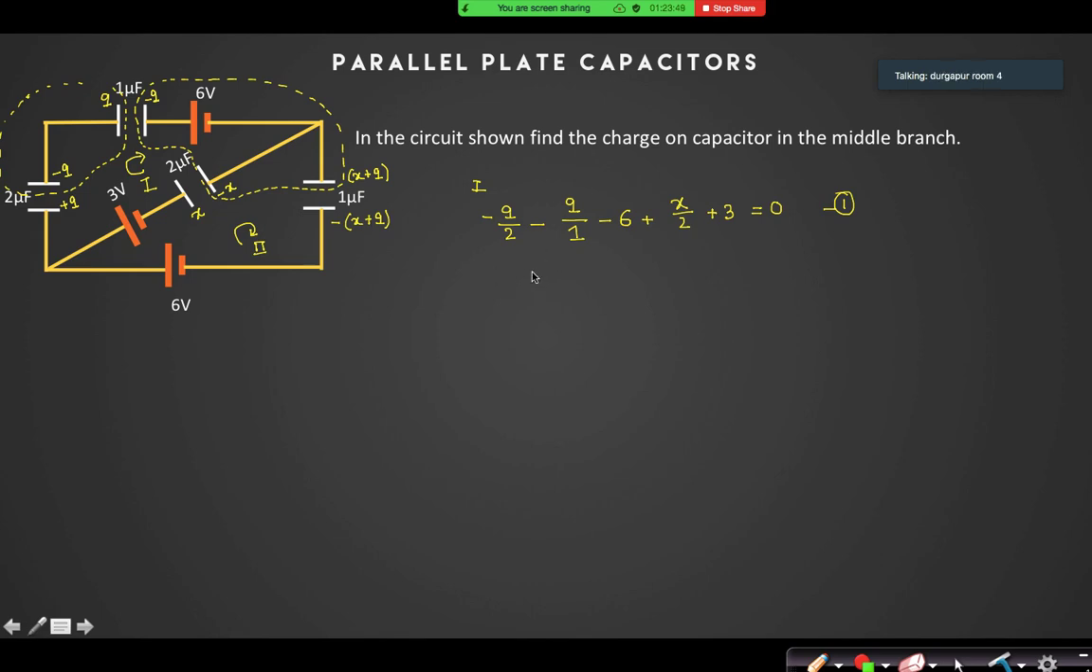So from that equation I can say that Q plus Q by 2, it is 3Q by 2, that is equal to X by 2 minus 3, right? So 3Q is equal to X minus 6. That is the first equation you can say.